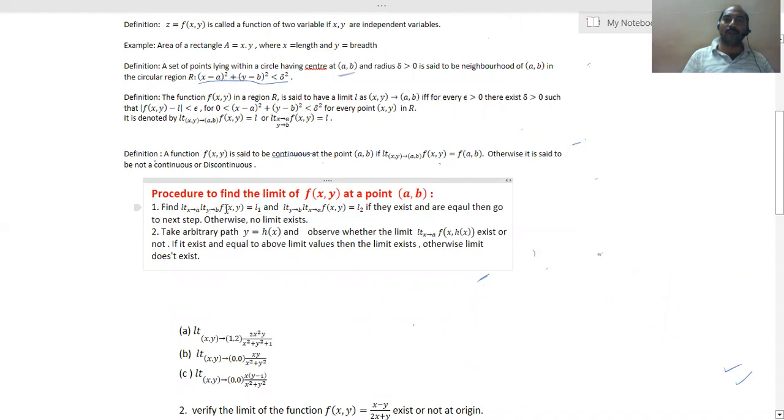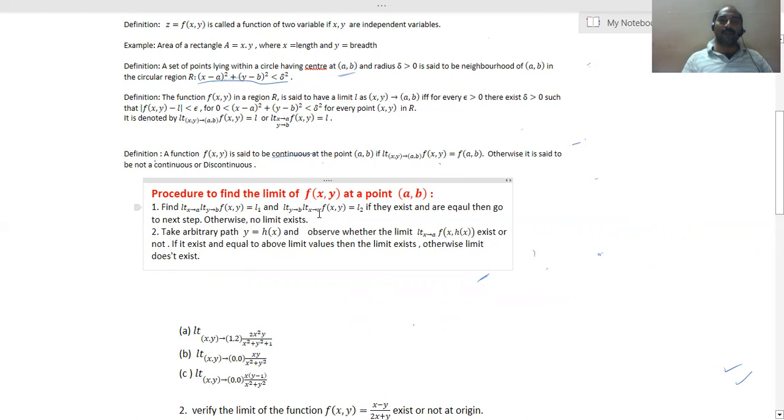First, finding the limit of a function at a point. First, substitute y tends to b in the function. After that, substitute x tends to a in the resultant one. If you get some finite value, we are happy. If it is infinite or does not exist, there is no need to find other things; you simply write down that the limit does not exist. If it exists and is finite, then you find the next value.